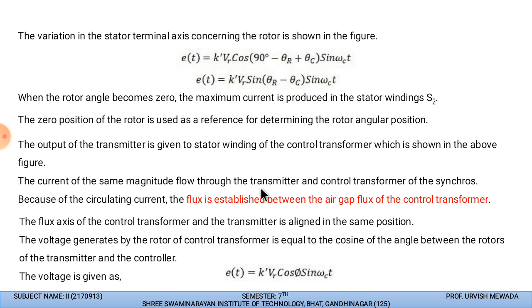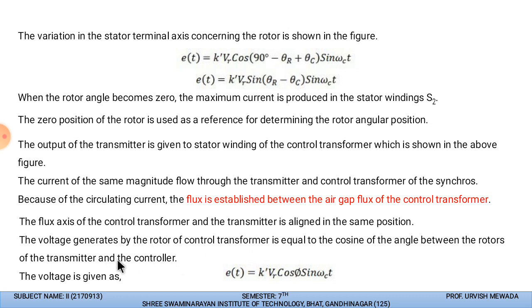According to this, whatever current we give to the input of the synchro transmitter, according to that current and voltage will be received by the control transformer at the receiving station. Because of the circulating current, flux is established in the air gap of the control transformer, so that the flux axis of the control transformer is controlled, and the transmitter is aligned in the same position. The voltage generated by the rotor of the control transformer is equal to the cosine of the angle between the rotor of the transmitter and the controller.